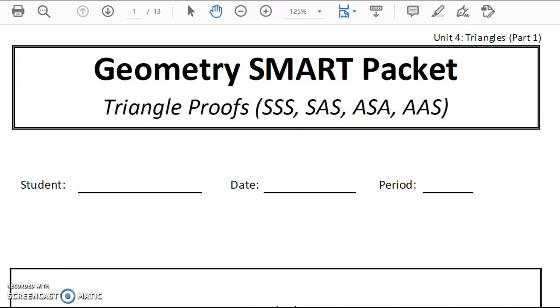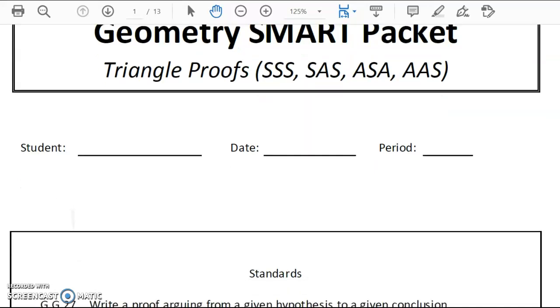So today we're going to start talking about congruent triangle postulates, meaning ways of proving triangles are congruent. Remember that we said that congruent means that they are the same size triangles. Okay, so we're going to start with this packet that I gave you. It says Geometry Smart Packet, Triangle Proofs. Again, don't worry about what these letters represent. We're going to get to those here in a second. Okay, so we're starting with these notes.